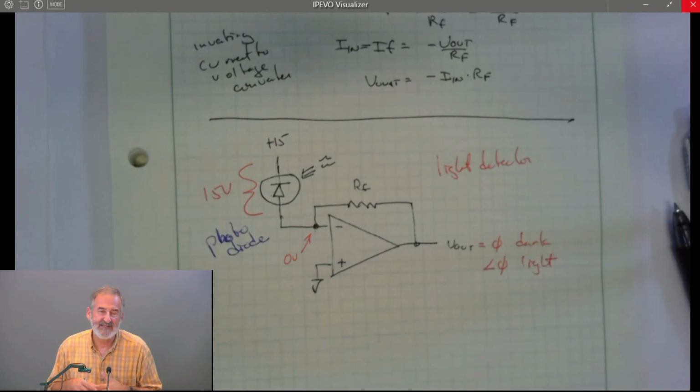Phototransistors and photodiodes can be sensitive to a particular wavelength. You might have an infrared receiver photodiode. You might have one that's in the visible range. You can always look up the specs to see what they do. So let's take a look at another circuit.